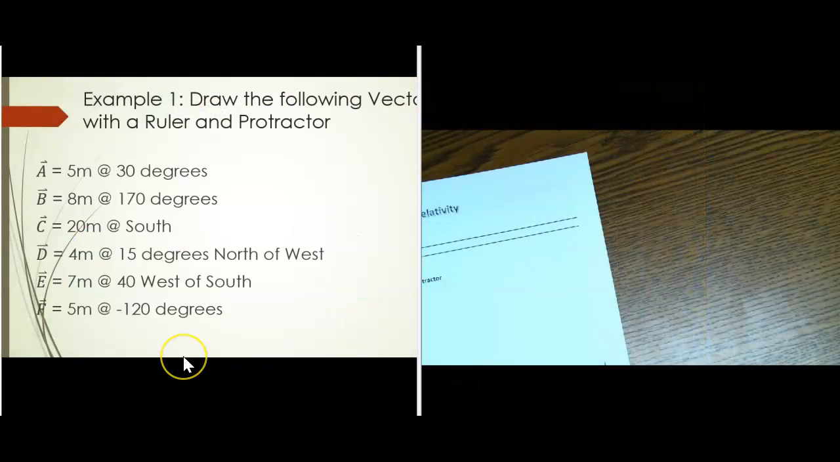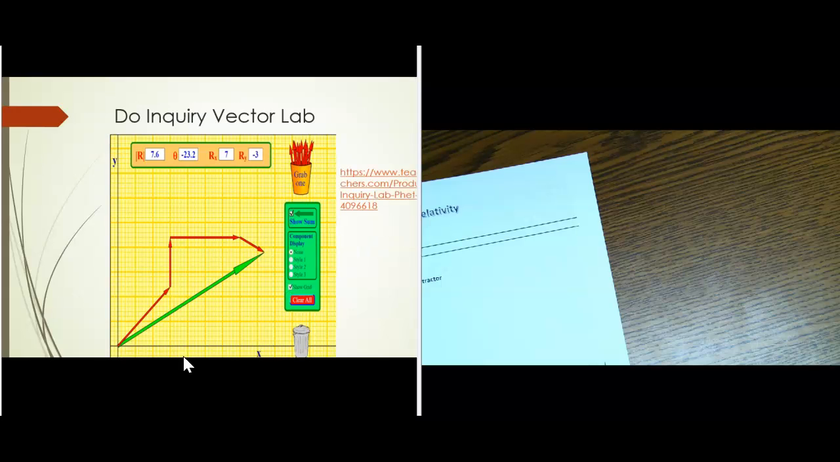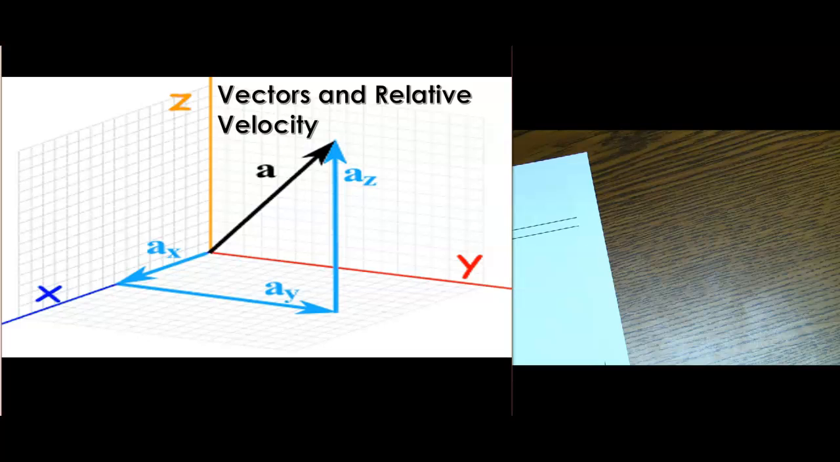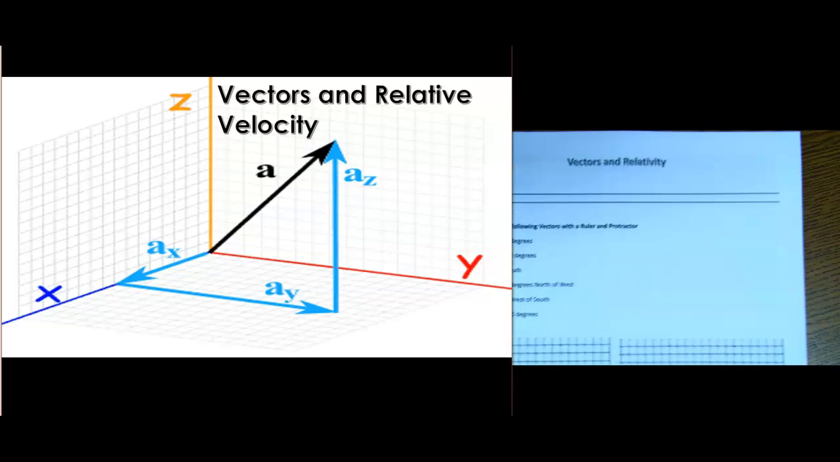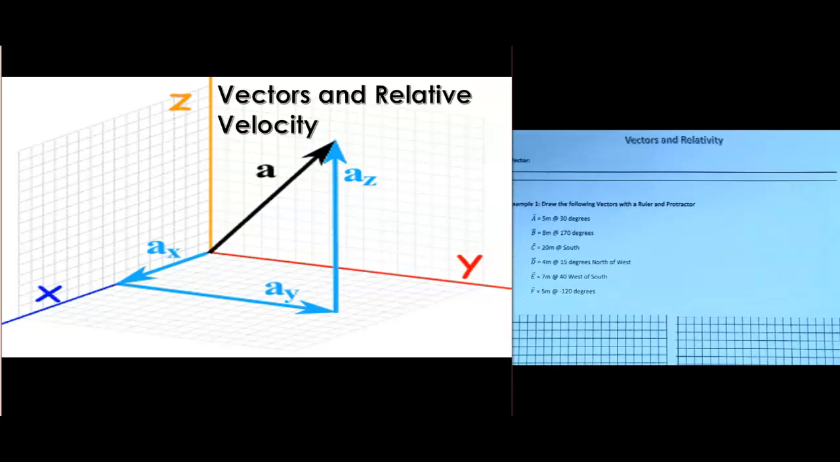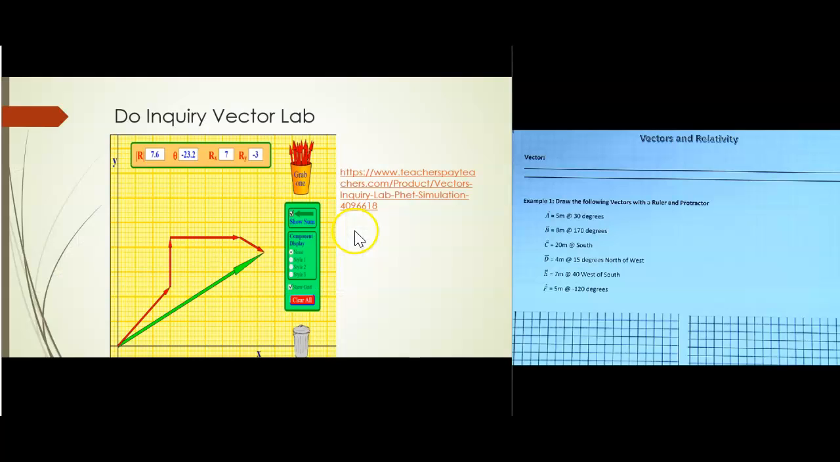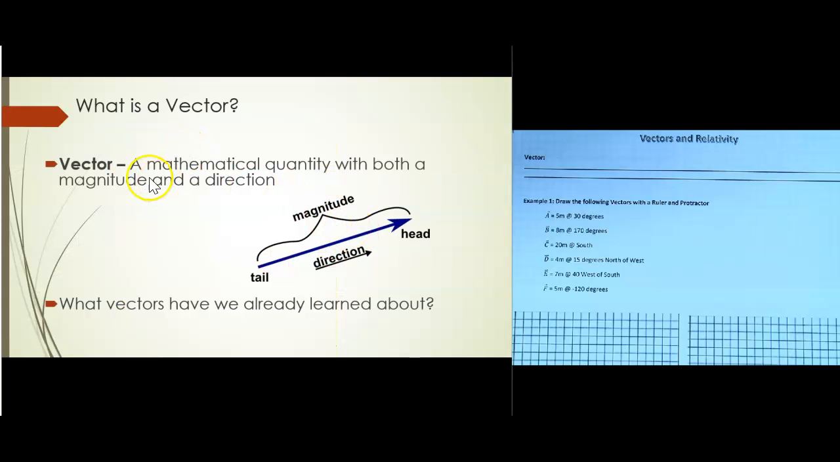Post my slide. We're going to be talking about vectors. And here are my guided notes. So what is a vector? That's question number 1. A vector is a mathematical quantity with both a magnitude and a direction. So it has a magnitude and direction. What direction is it headed?